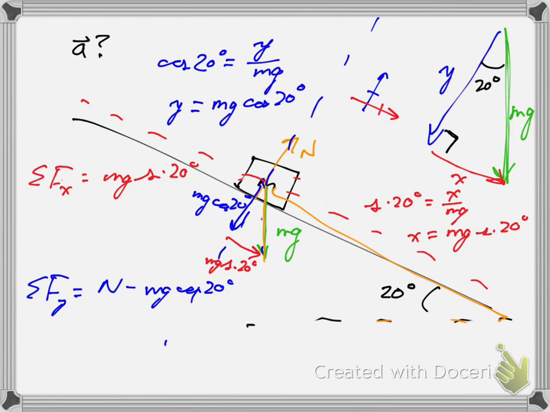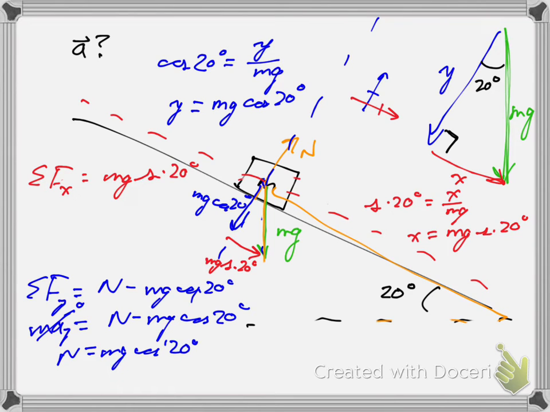Now notice, neither one of these equals mg. I've broken down mg into its components, and so the F-net statements are going to have the components of mg in them, not mg itself. So don't get slipped up there. All right. Step 3, substitute ma. In the y direction, ma equals n minus mg cosine 20 degrees.